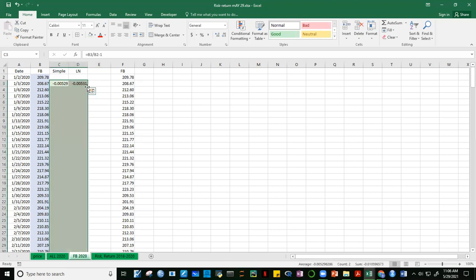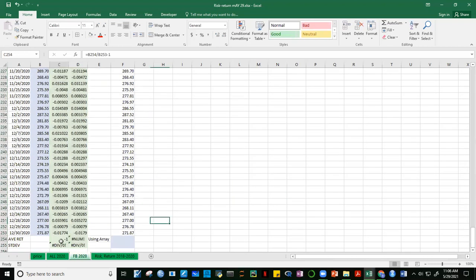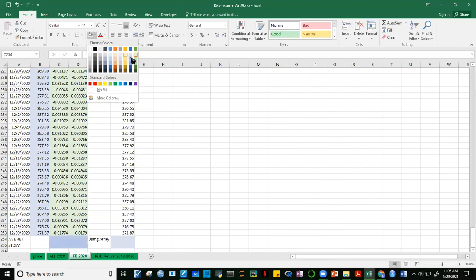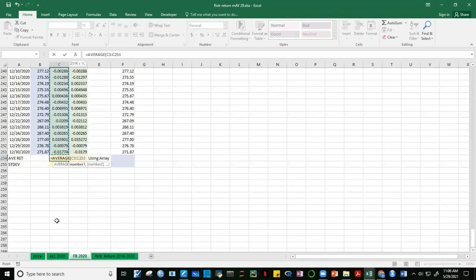Okay, then we can just copy this down. Yan. So that's now our returns, daily returns for 2020. No? So we just get the average returns. So that's the average of this, Control Shift up arrow, Control backspace. Average lang from C3 to C253. C3 yung unang line ng returns natin. And then we can copy this to the right.